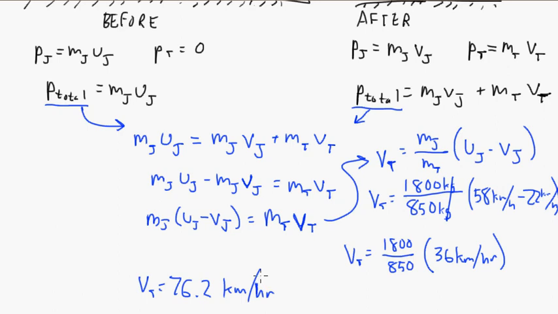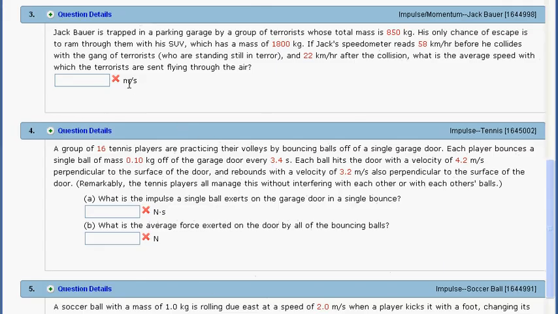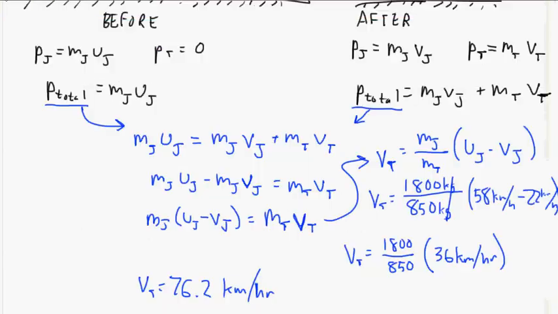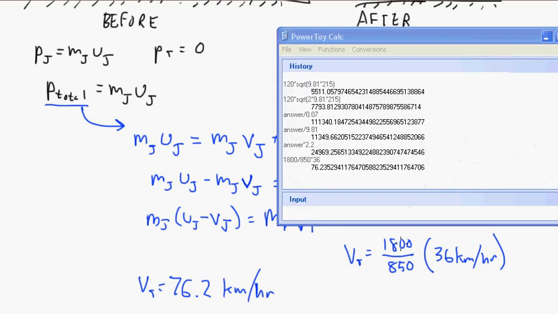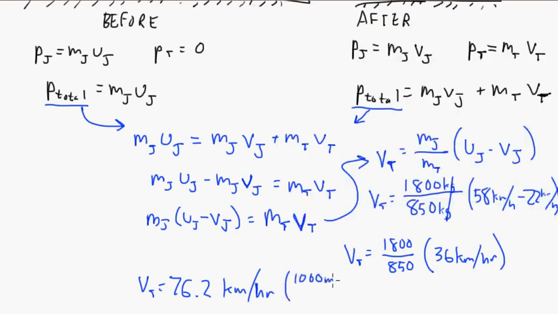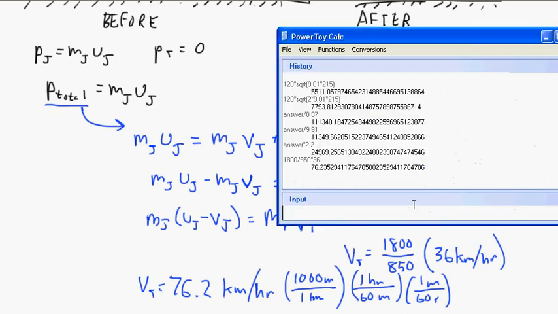Okay, well, can we just go plug this in? Ah, but look, they want the terrorists' speed in meters per second. Whoops. So let's take our 76.2 kilometers per hour, and it's just a little unit conversion. We've got kilometers on top. We've got 1,000 meters in 1 kilometer. And then we have hours on the bottom. 1 hour converts into 60 minutes, and 1 minute into 60 seconds.